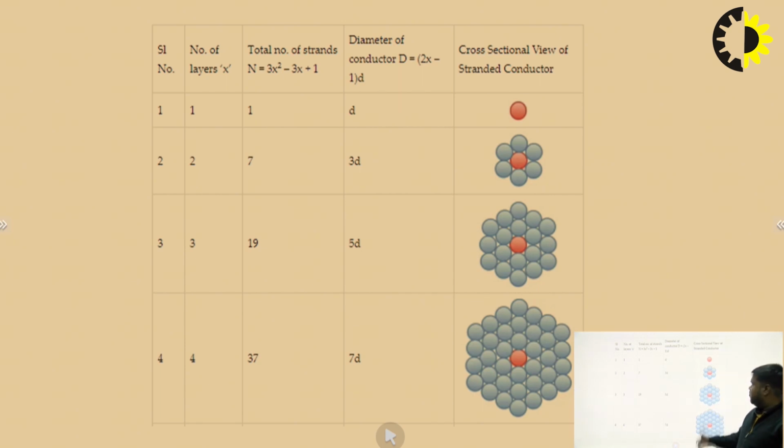If we take the number of layers as 3, then capital N, the total number of strands, comes to be 19, and the diameter comes out to be 5d. And if we take 4 layers, the total number of strands available in this shape is 37, and the diameter is 7d.